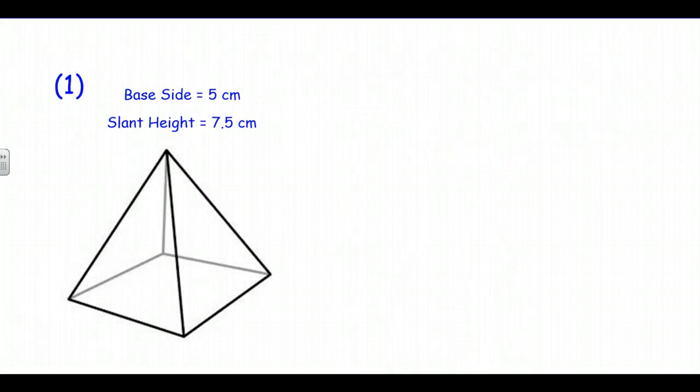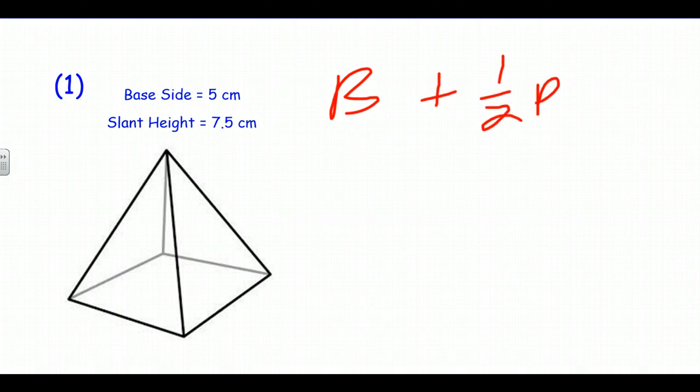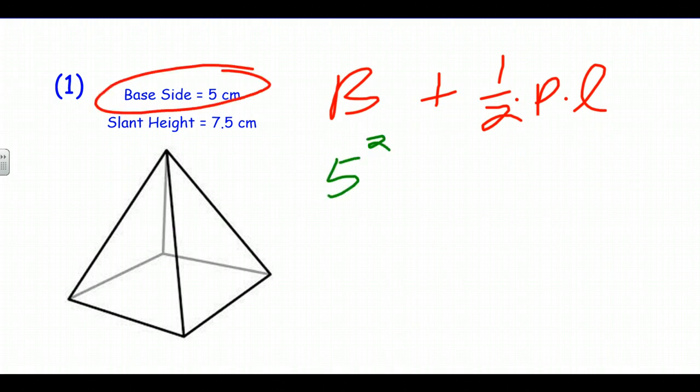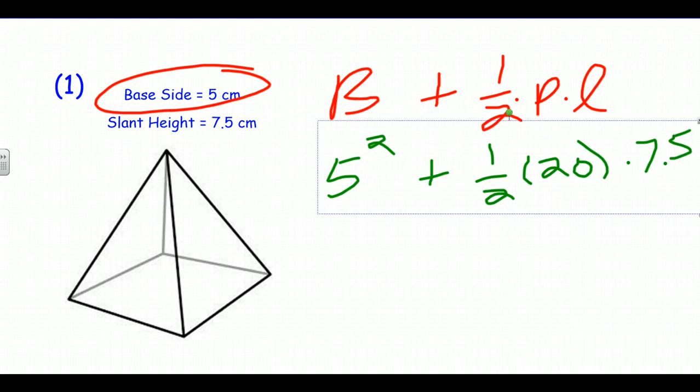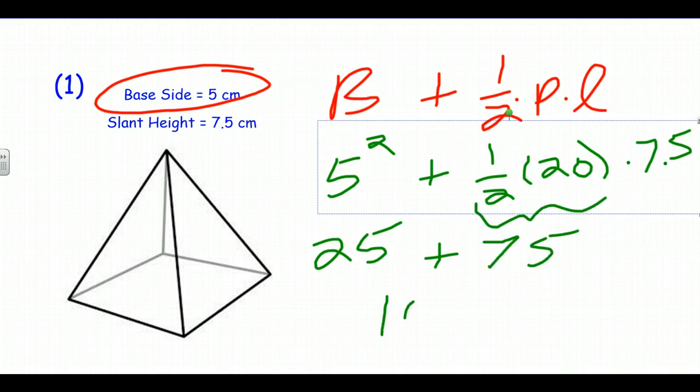So for number 1, we have a square pyramid again. Formula first, base plus 1/2 perimeter times slant height. The base of our square has sides of 5 centimeters, so the area of that is 5 squared. Plus 1/2, the perimeter is 5 times 4 because it's a square, so the perimeter is 20, times the slant height, which is 7.5. 5 squared is 25. 1/2 of 20 is 10, and 10 times 7.5 is 75. So our overall surface area is 100 square centimeters.